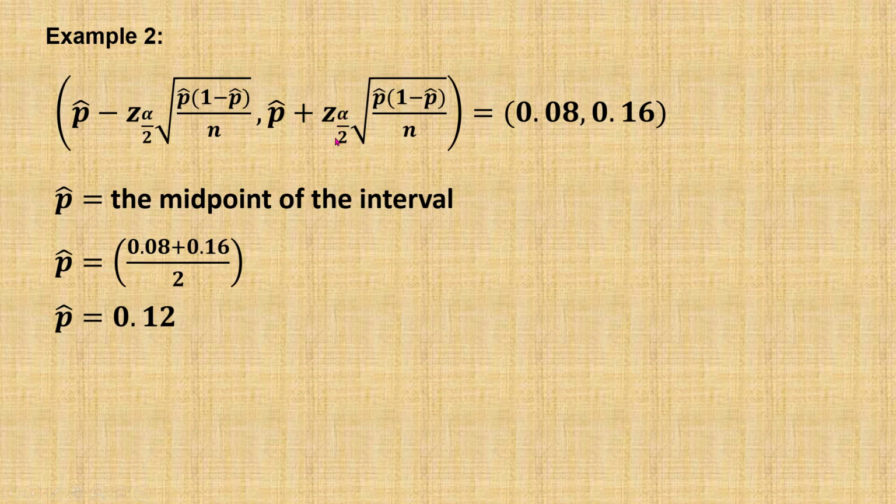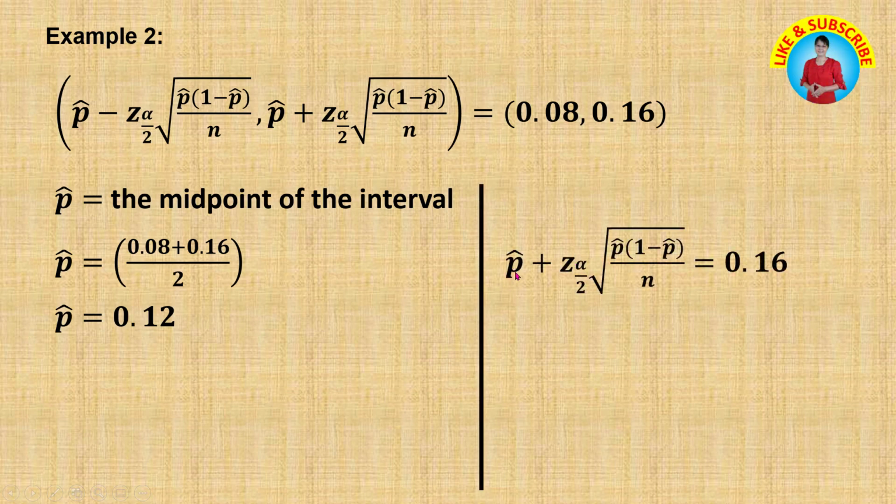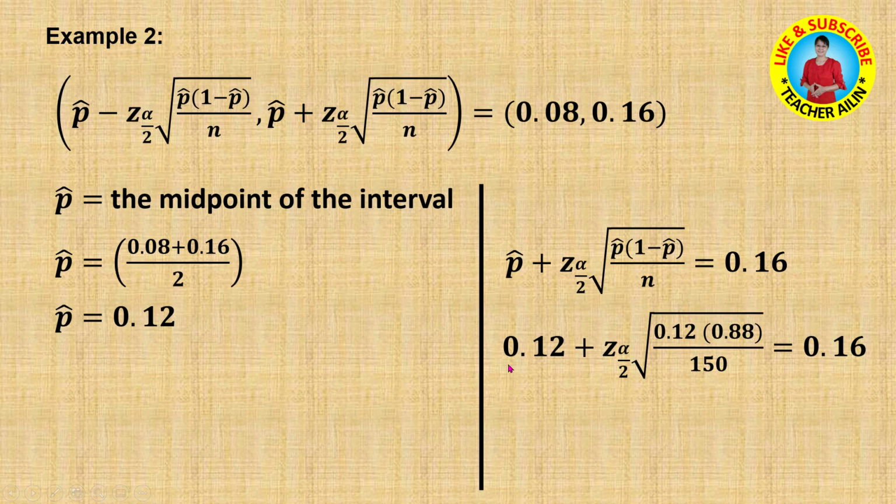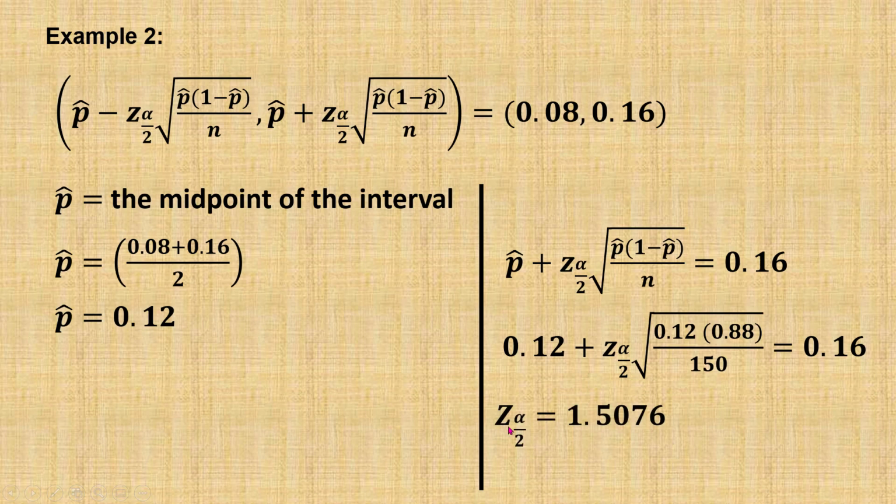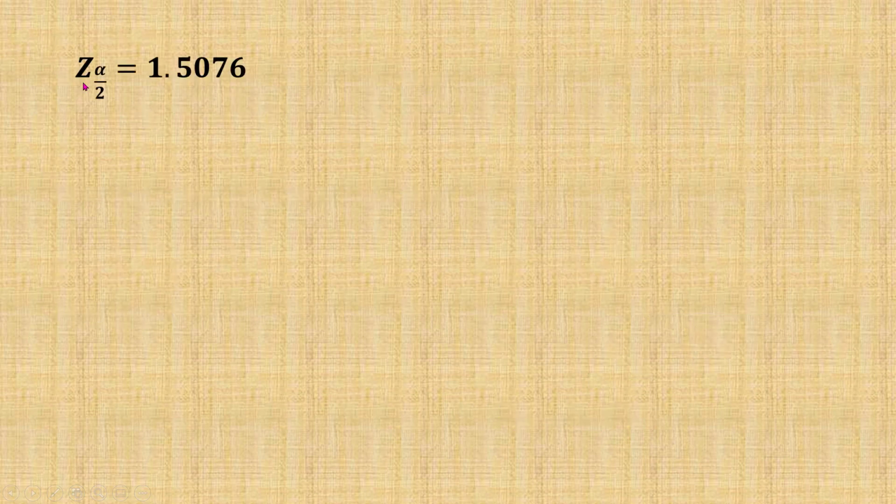Next, we are going to find alpha. To find alpha, we have to find Z. Since we are given the lower limit and upper limit, we can use either one to do the calculation. Now I choose the upper limit. When I substitute p-hat equal to 0.12, 1 minus p-hat is 0.88, with the sample size 150, and when I calculate, Z alpha over 2 is 1.5076. With this value of Z, now I'm going to find alpha.